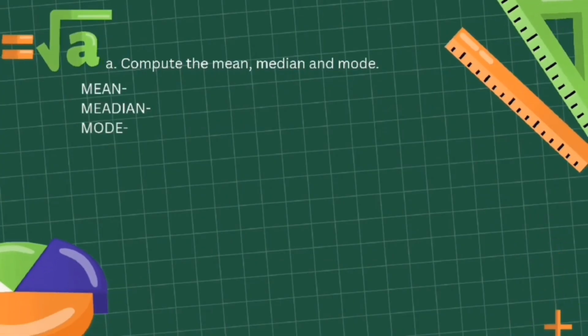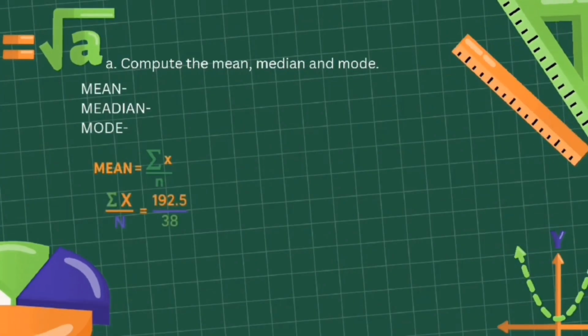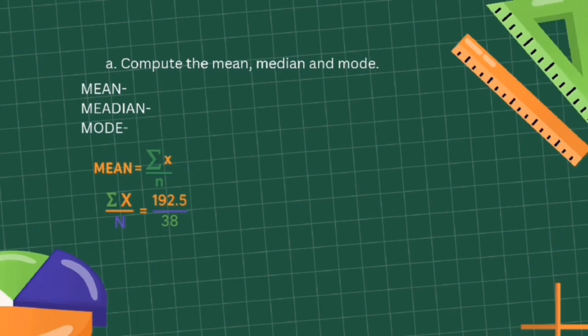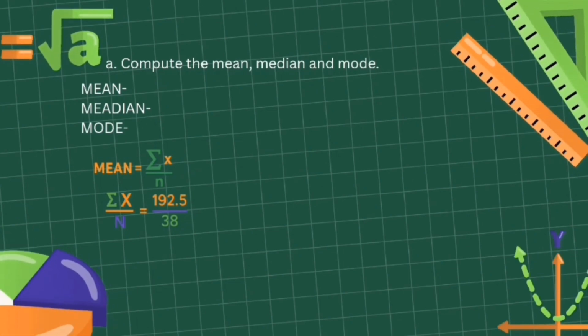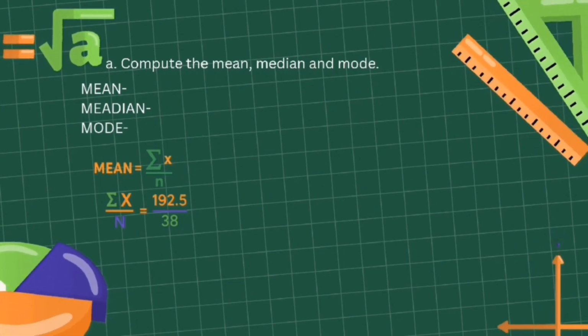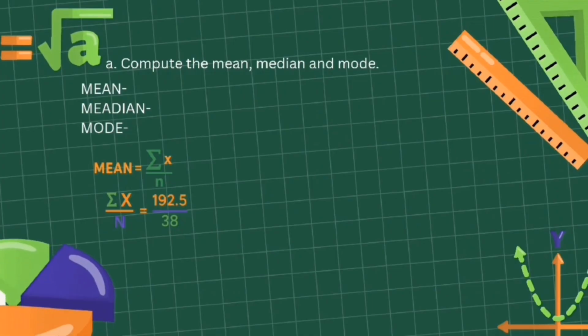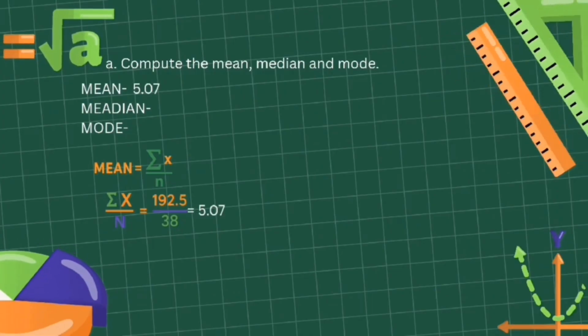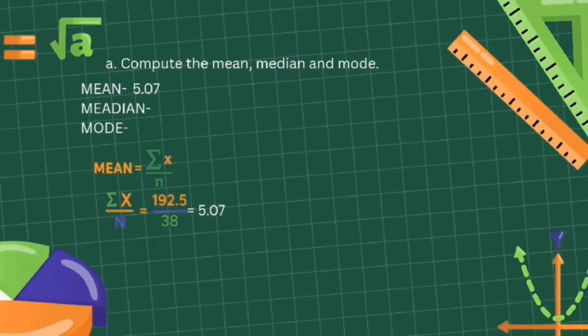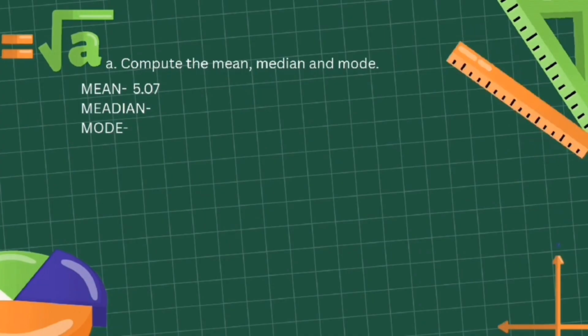The data contains 38 values. First, for the mean, we use the formula. The total sum of all the values is 192.5, and the number of the values is 38. So 192.5 divided by 38 equals 5.07. Therefore, the mean or average of the data is 5.07.